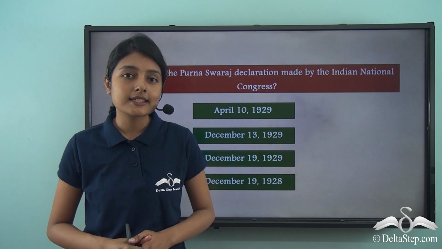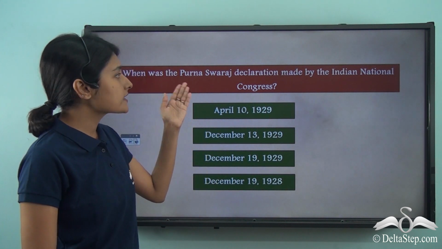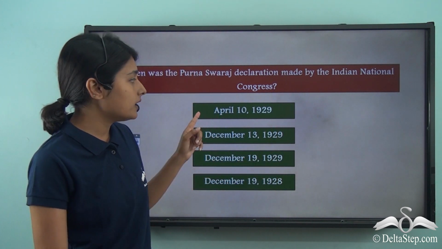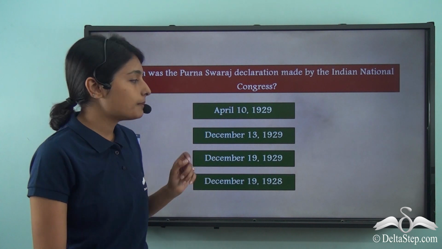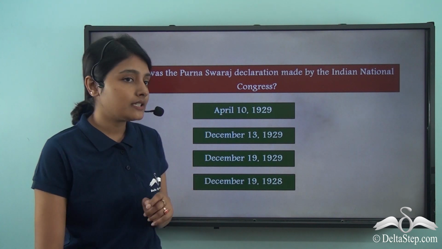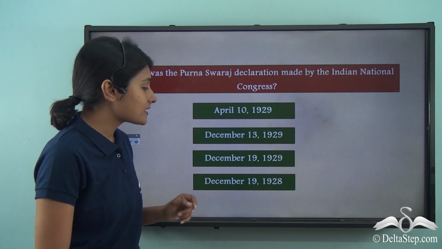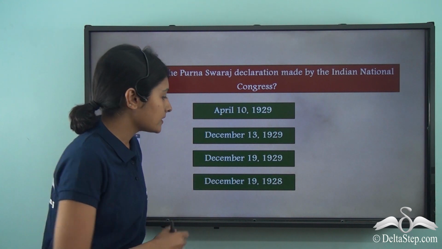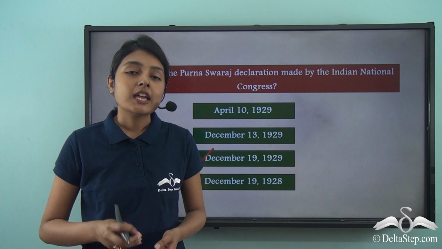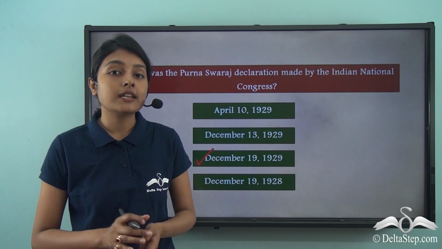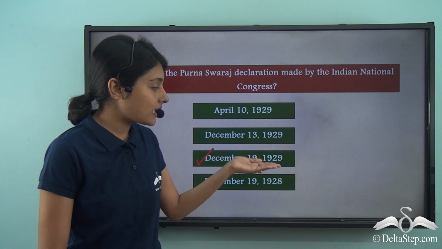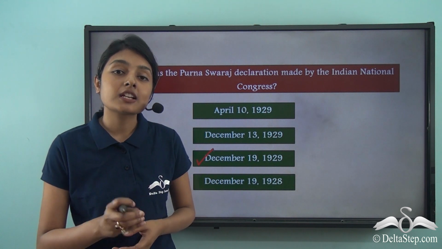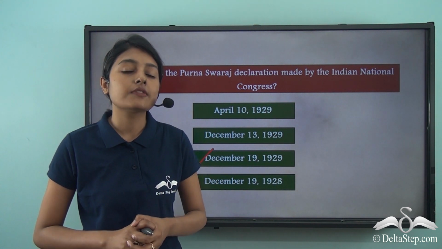Before proceeding with this lesson, let me ask you a question. When was the Purna Swaraj declaration made by the Indian National Congress? Was it made on April 10, 1929, December 13, 1929, December 19, 1929 or on December 19, 1928? Well, the correct answer is December 19, 1929. It was in this Congress session at Lahore on December 19, 1929 that the Purna Swaraj or Complete Independence Declaration was made under the leadership of Jawaharlal Nehru.